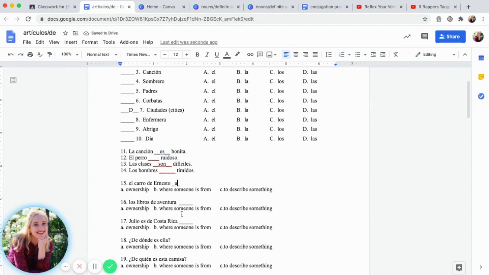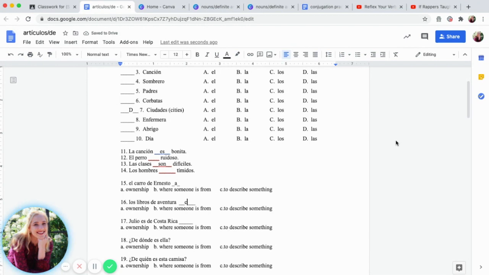Okay. What about los libros de aventura, adventure books? Is this ownership, where someone is from, or to describe something? Good, AJ. Let's get another guess in there. What do we think? Okay, yeah. It's going to be to describe something or to categorize it, put it into a category. So adventure books, los libros de aventura, we're using de to describe something.